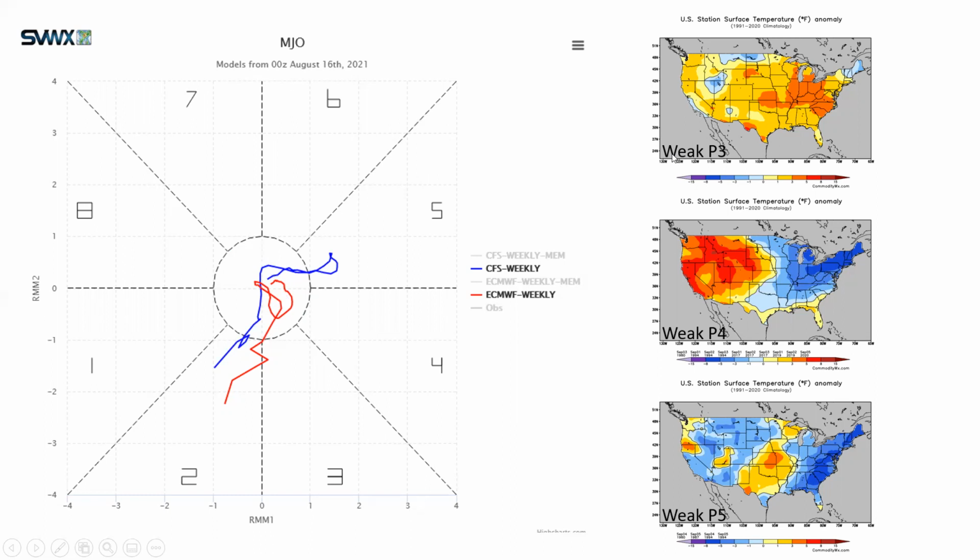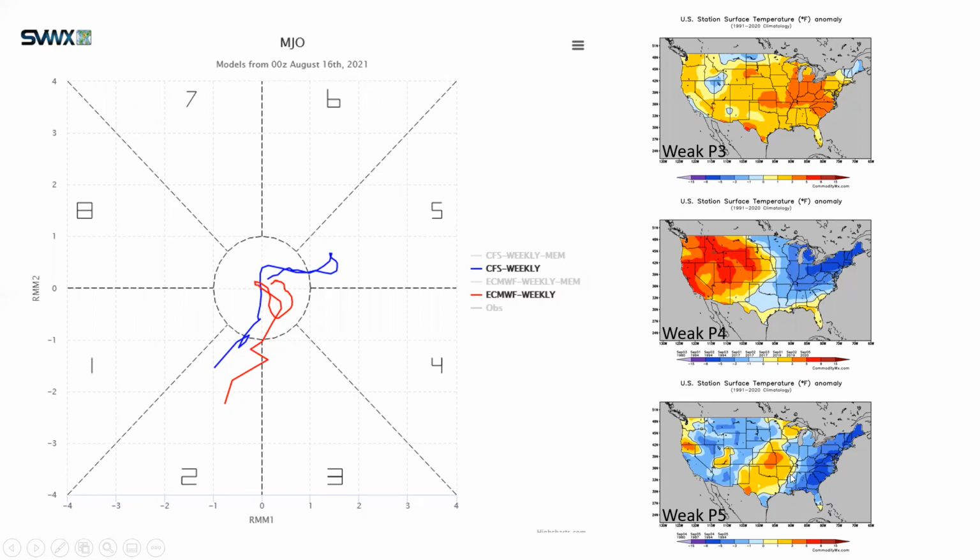So what I did was I looked at September 1 through 5 only for weak phase 3, all below plus 1 intensity. So weak phase 3, 4, and 5. It was really interesting. The European weeklies positioning over here, a little closer to phase 3, which is the Indian Ocean, gave me more of a hotter response across the US for the first 5 days of September. But phases 4 and 5 are cooler responses.